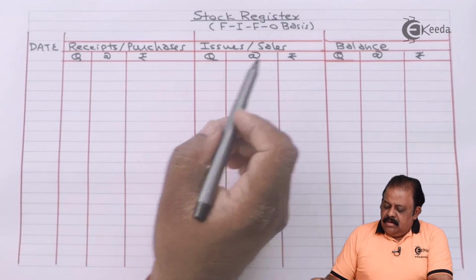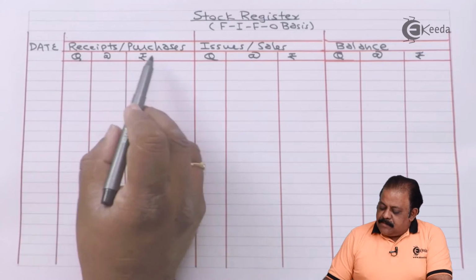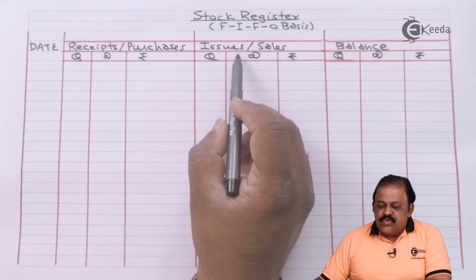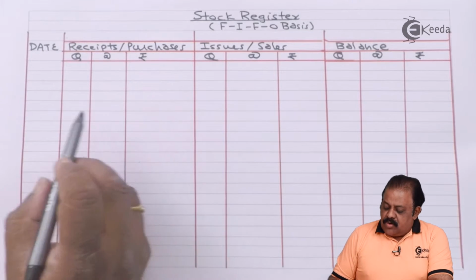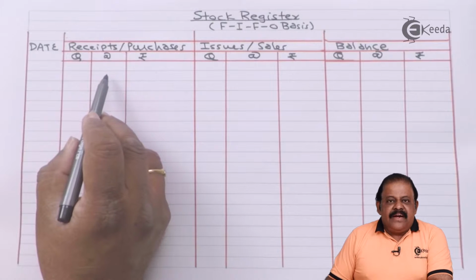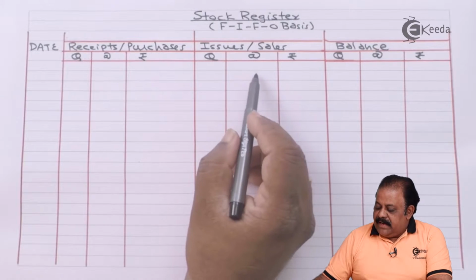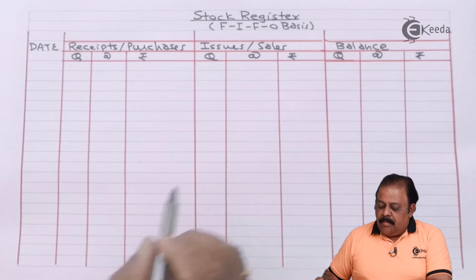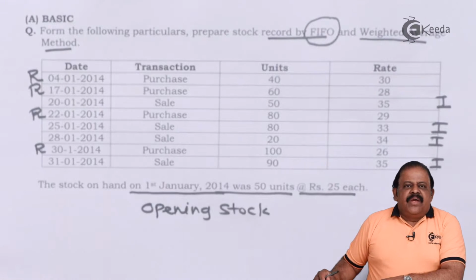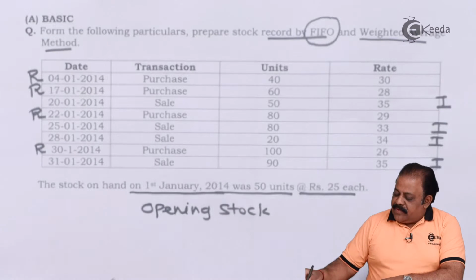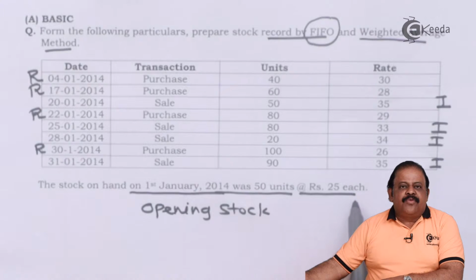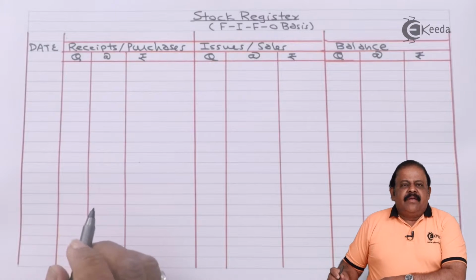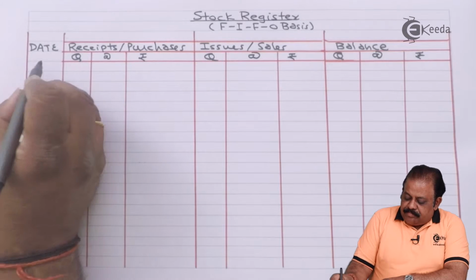So we have prepared stock register having columns date, receipts, purchases, issues, sales and balance column. There are three sub columns: quantity, rate, amount. First we are required to record opening balance as on 1st January 2014, 50 units at the rate of 25 each. Date will be recorded here in date column.